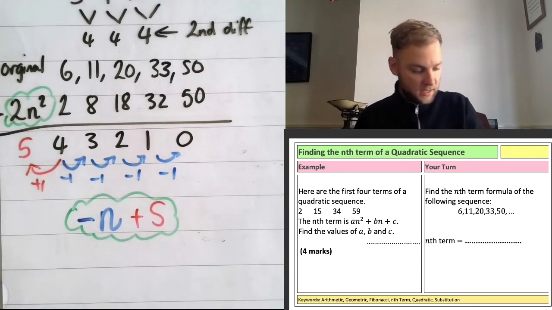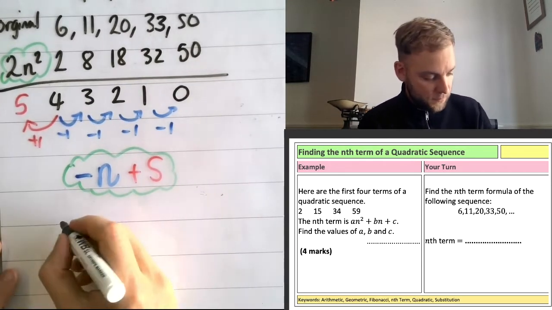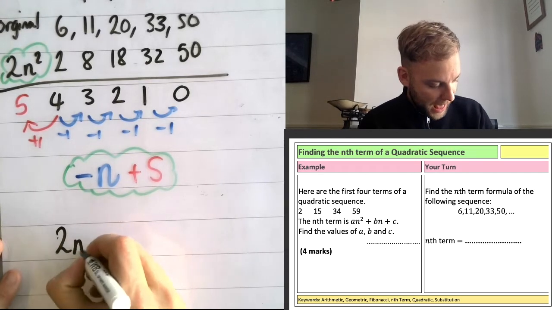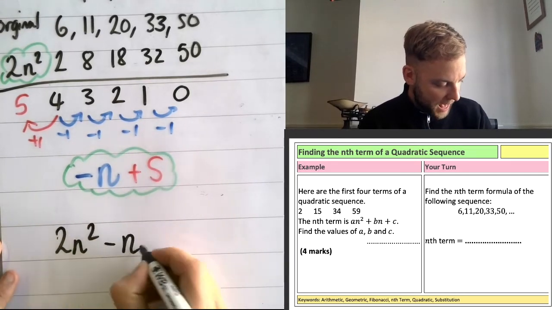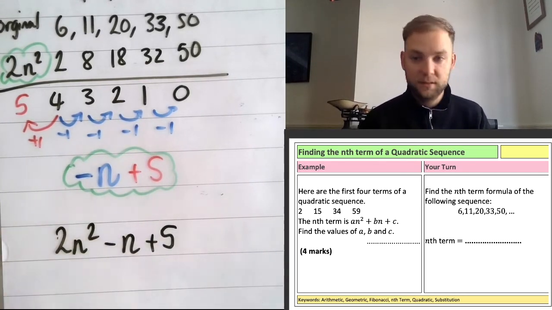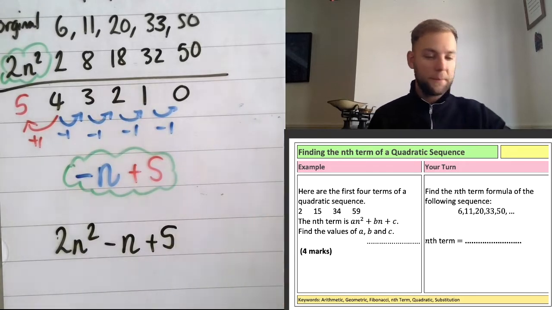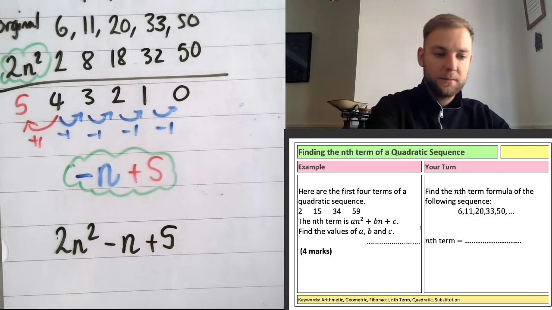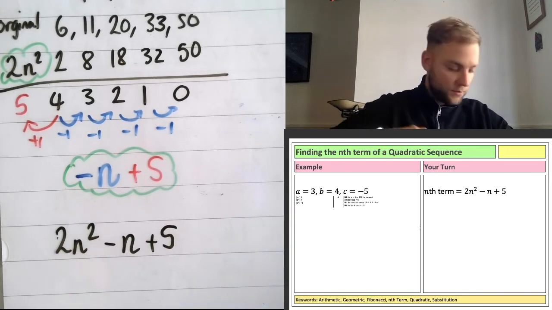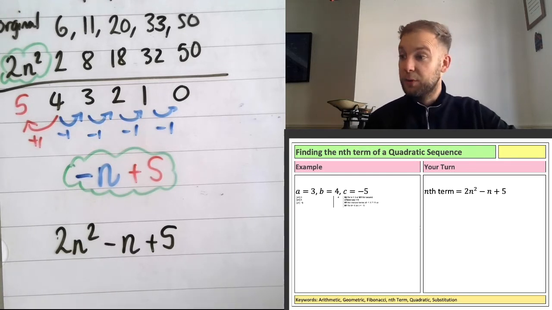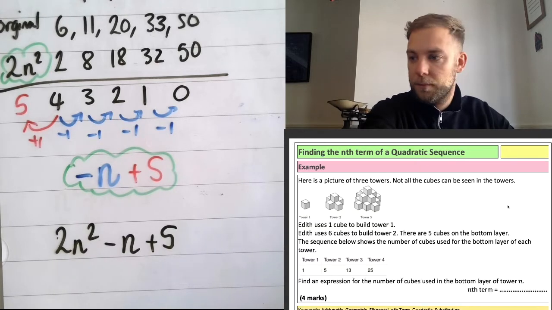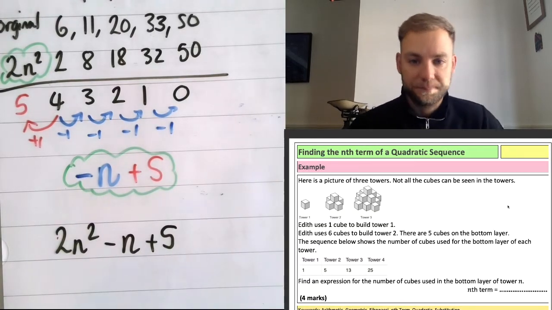Then I'm going to bring my quadratic and my linear parts together, which is 2n squared minus n plus 5. Brilliant. So let's check both of those answers. 2n squared minus n plus 5. And it was 3, 4 and minus 5. Brilliant. Okay, so last question here.